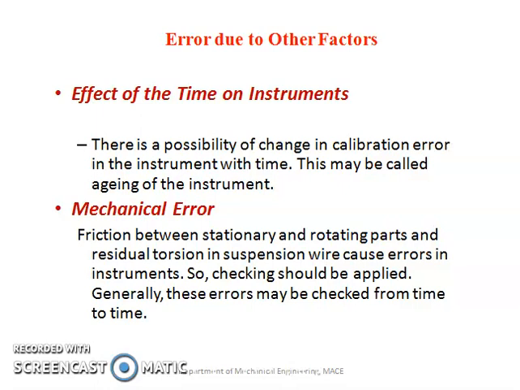Other than the three categories, errors can occur due to other factors also, like the effect of time on the instrument. That can be also called as aging of the instrument. So as time goes on, there is a possibility of change in the calibration error of the instrument with respect to time. That can be avoided by periodic calibration. Another such error is mechanical error. That will occur due to increase in friction between stationary and rotating parts and residual torsion in suspension wire of the instrument. So regular maintenance and checking, by that we can reduce such errors.